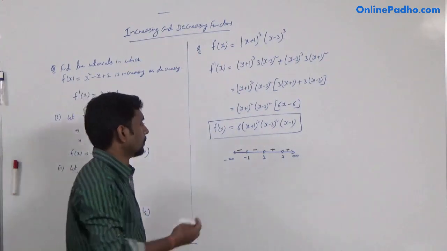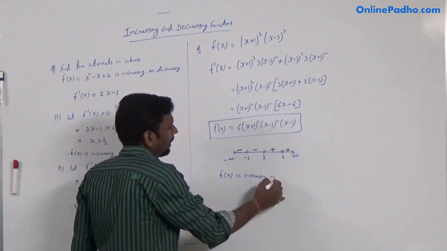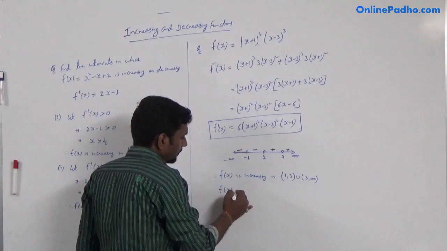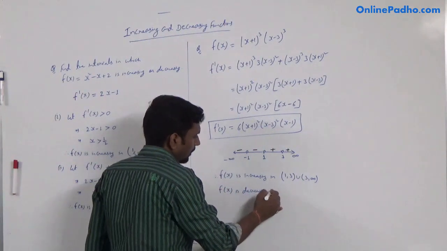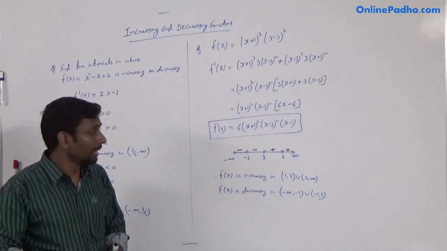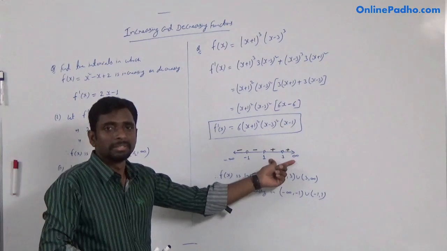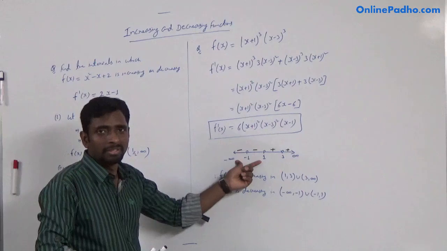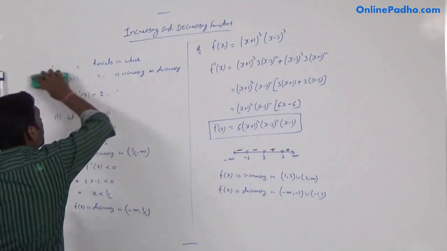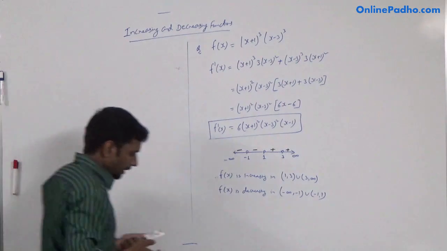Therefore, f(x) is increasing in the interval 1 to 3 union 3 to infinity, and f(x) is decreasing in the interval minus infinity to minus 1 union minus 1 to 1. We leave the exact points minus 1, 1 and 3. These two are the intervals for increasing because f dash x is positive, and these two are the intervals for decreasing because f dash x is negative. By this we can find the intervals for increasing or decreasing in each and every question, whether logarithmic or trigonometric functions, no problem. Let us see one more question.